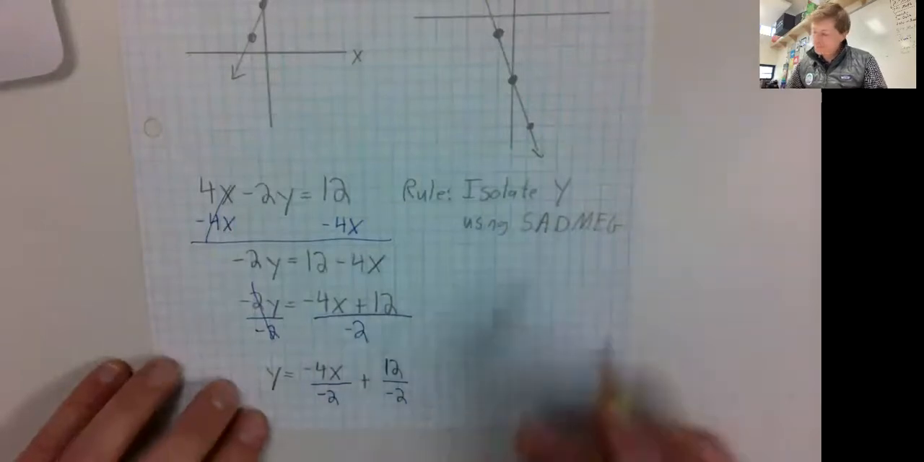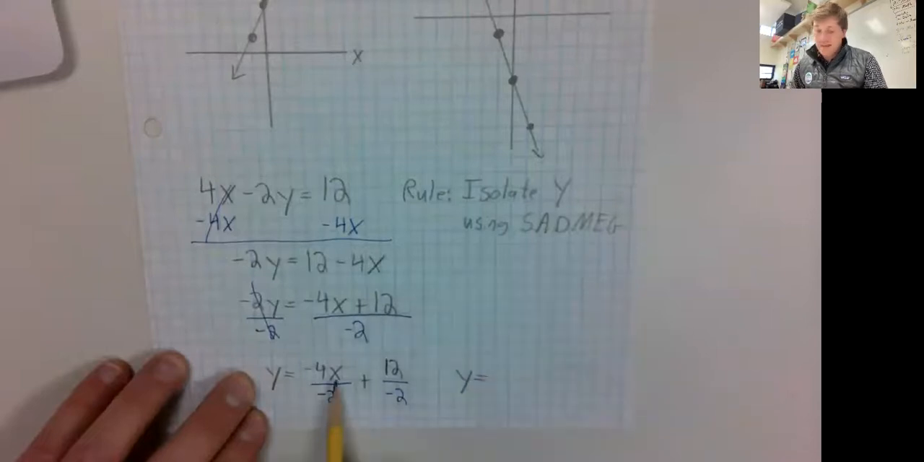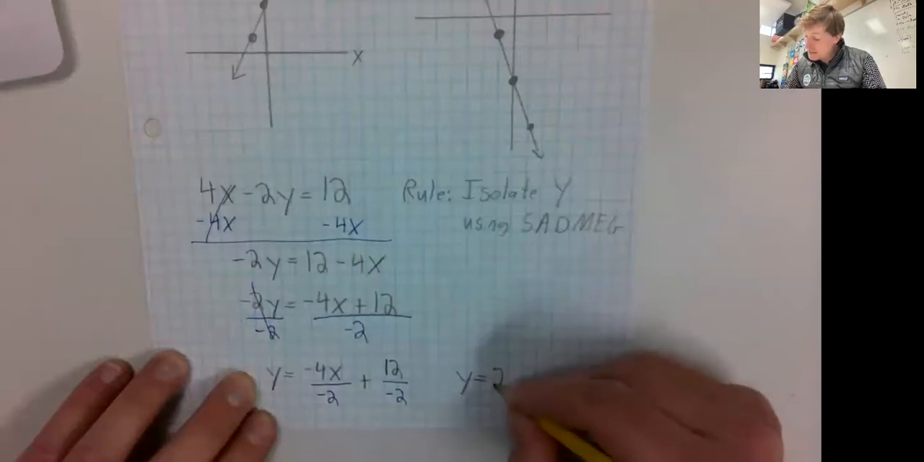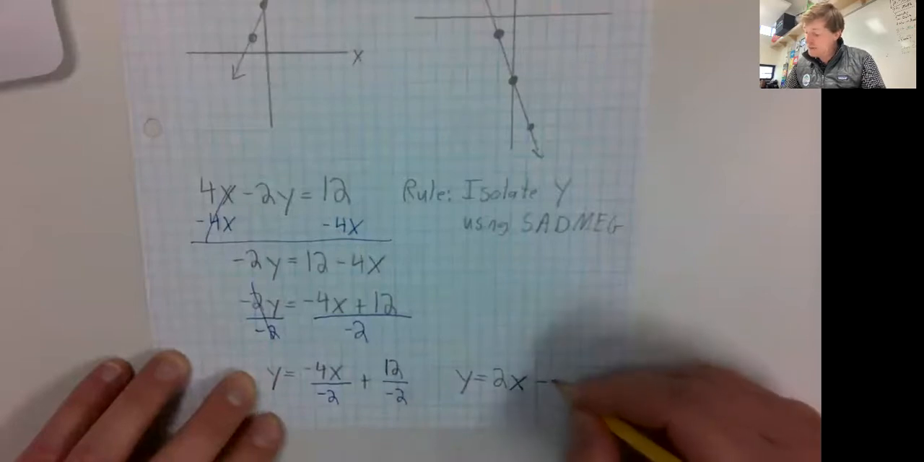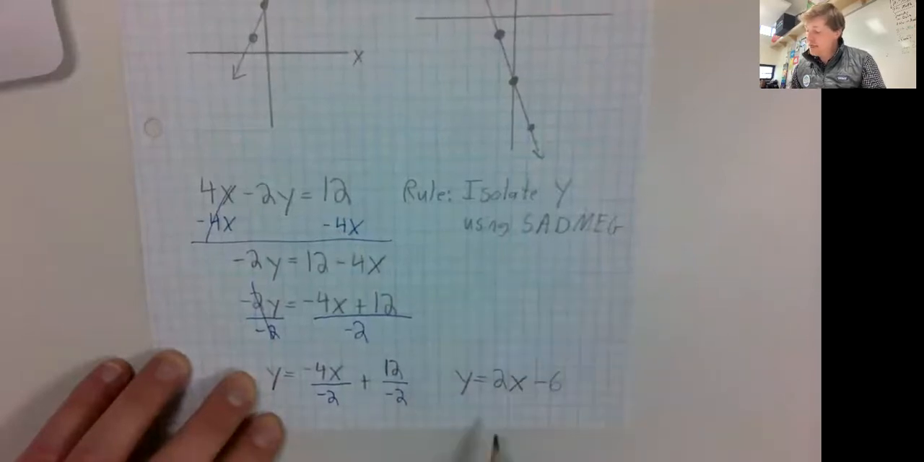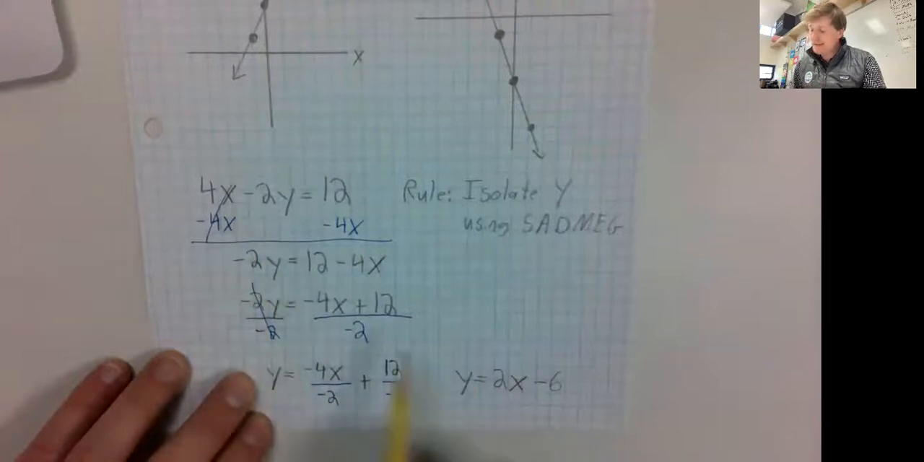Let's clean this up. I'm going to write it over here. Y equals, when I'm dividing with a variable, all I need to do is look at the coefficient. So what's -4 divided by -2? That's a +2. That's my new coefficient for x. And then over here, 12 divided by -2 is -6. So I can write that as -6. And this is now in slope-intercept form. We started with an equation out here that's not in slope-intercept form. We isolated y, and we've got our slope-intercept form here.